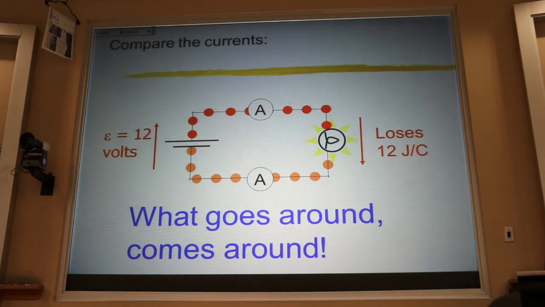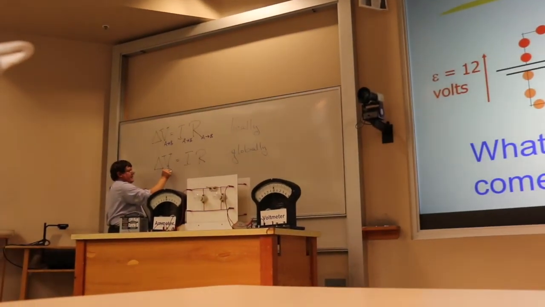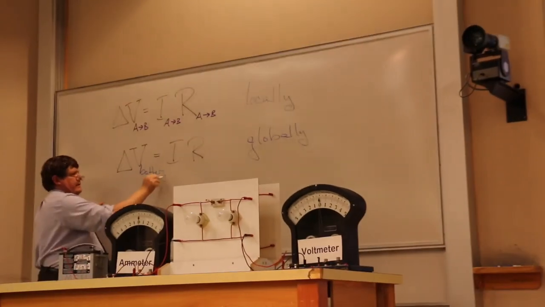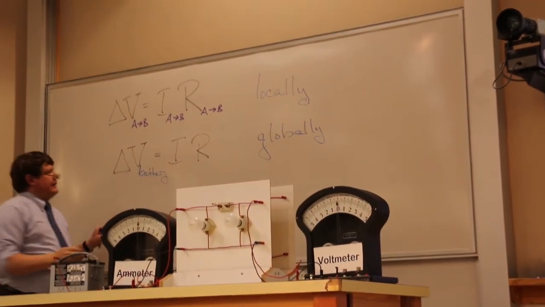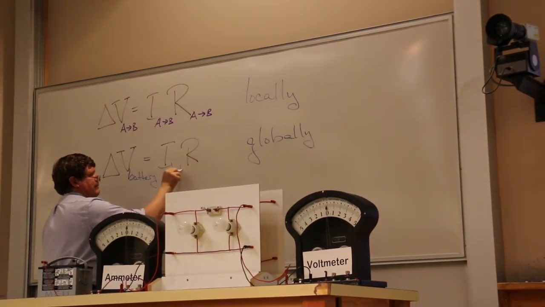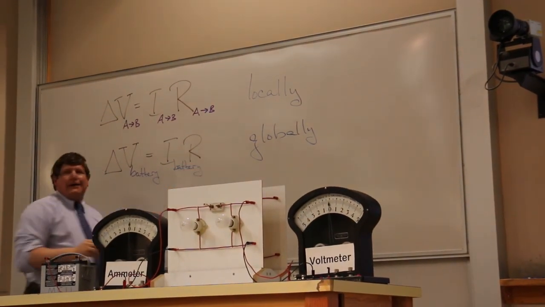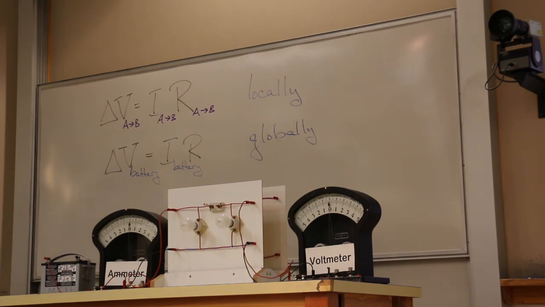Now, what I'd like to talk about today is using this same equation globally. V equals IR. And if I use this equation globally, this voltage here is the voltage of the battery. This current here is the current through the battery. Now, what goes around comes around, so this is the same current everywhere in that simple circuit.